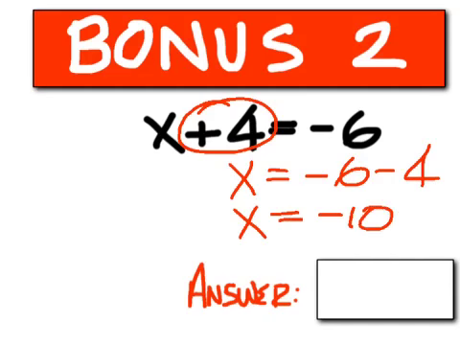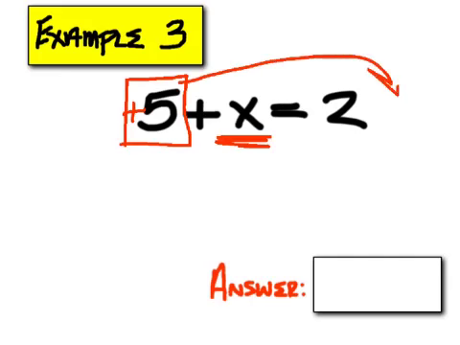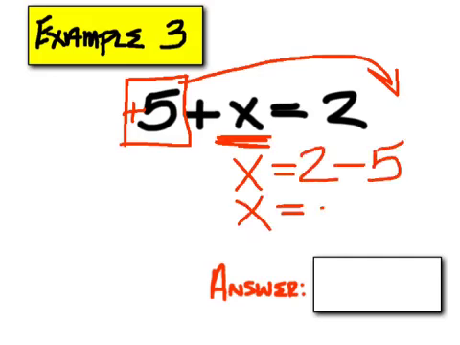Answer is negative 10. The next example, you'll notice the x is in this position, right next to the equal sign, but it does not change how you solve the problem. This is a 5, and the sign before it is positive because it is not written. Therefore, you move it to this side and have x equals 2 minus 5, which is a negative 3.